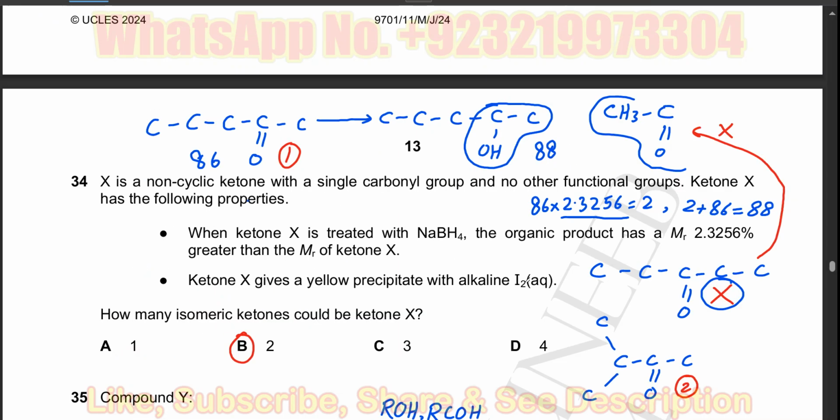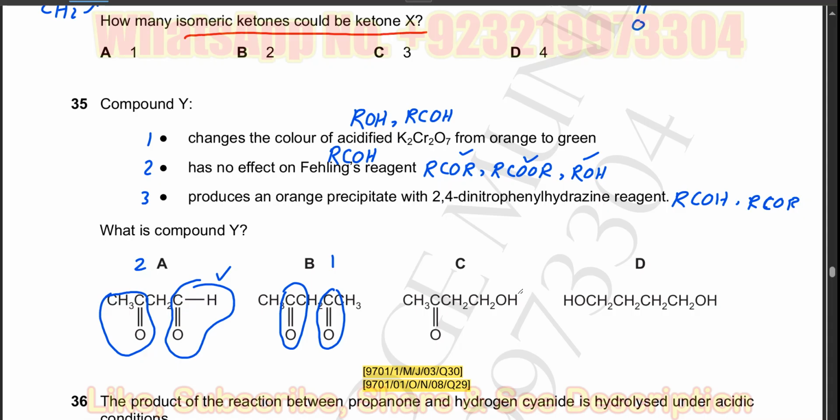Now for option D, this compound has an alcoholic group over here and an alcoholic group over here. Now on this compound, point number 3 is not possible, because point number 3 said it should show the positive test with 2,4-DNPH, which is not possible with the alcohol, so it is incorrect.